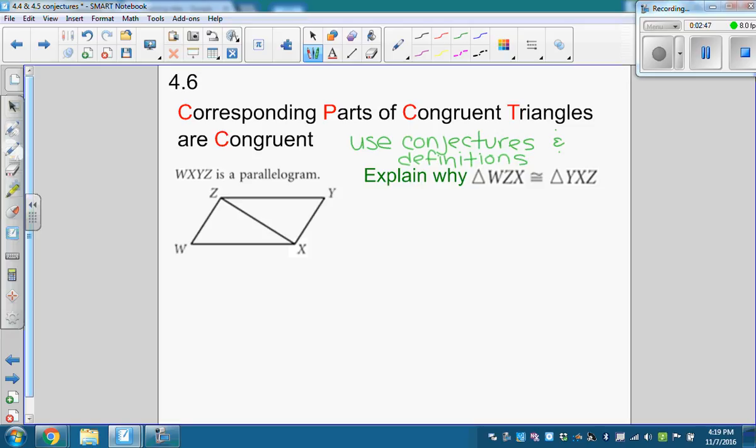So, since we have a parallelogram, we know that, for example, this ZY is parallel to WX, and we mark that with parallel symbols. But what we learn from that is we have congruent alternate interior angles. So, we wrote these out in class. And what we would say is something like this. Since WXYZ is a parallelogram, that's my abbreviation for parallelogram, we know that ZY is parallel to WX.